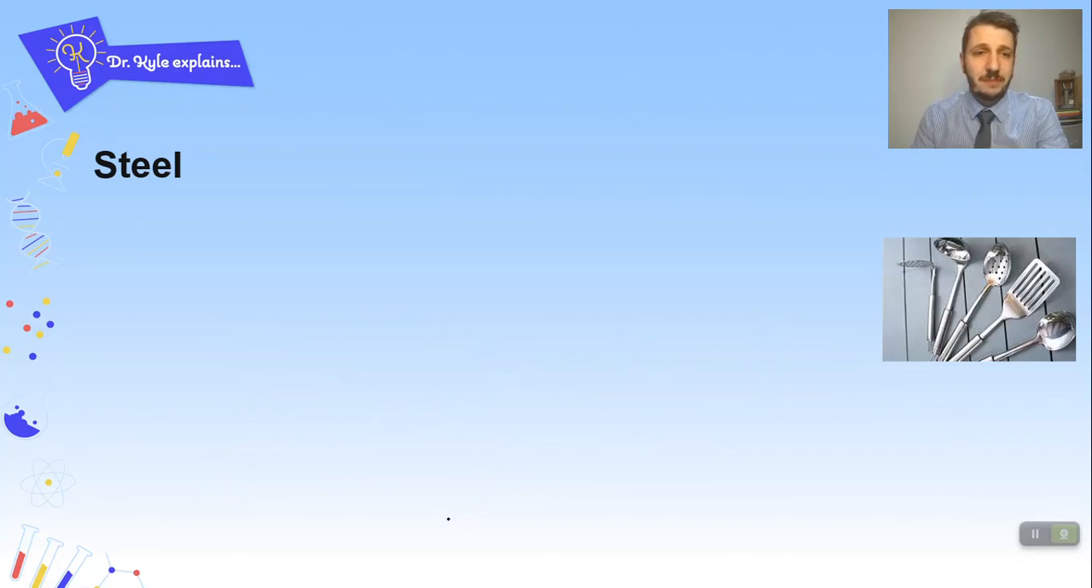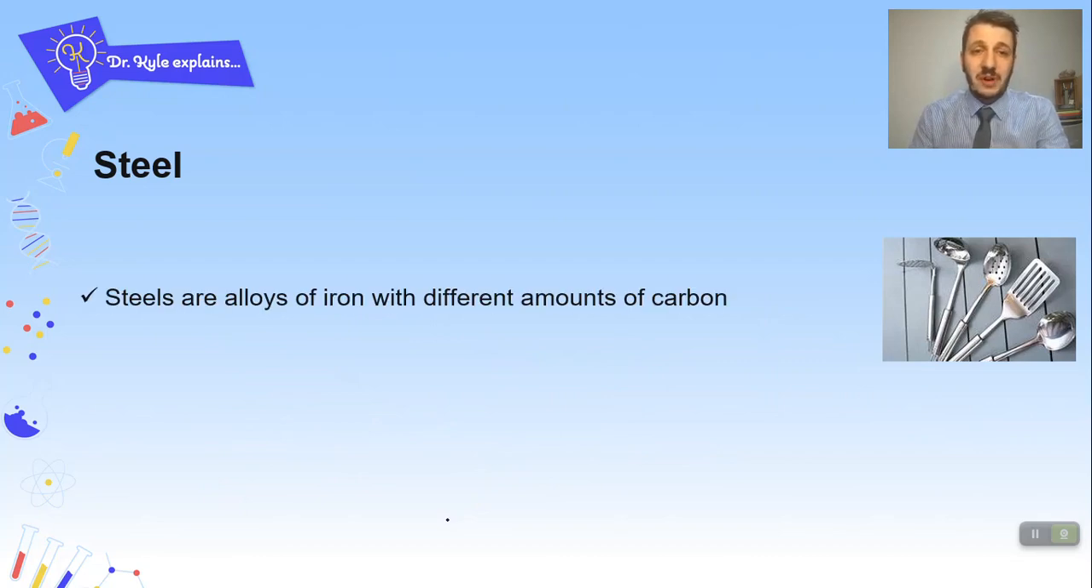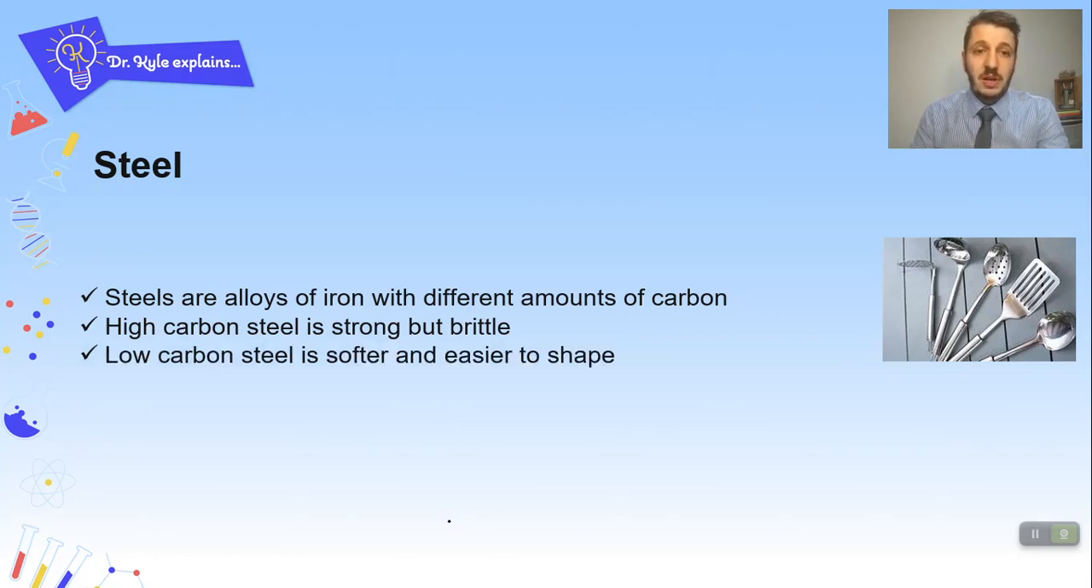Okay, steel then. So steels are alloys of iron with different amounts of carbon. So high carbon steels are strong but brittle. Low carbon steels are softer and easier to shape. So for example, high carbon steel might be used in something like construction. So you'd use this in building bridges. If you've ever had a house extension, they often have to put a steel lintel in to support the house up. So that's the kind of steel that would be used there.